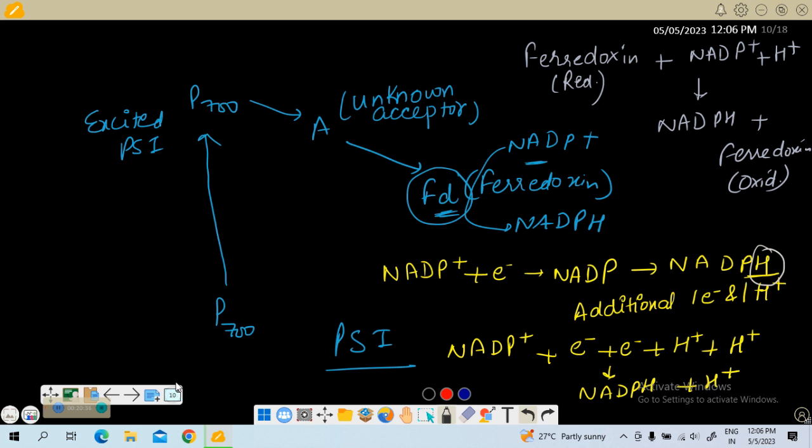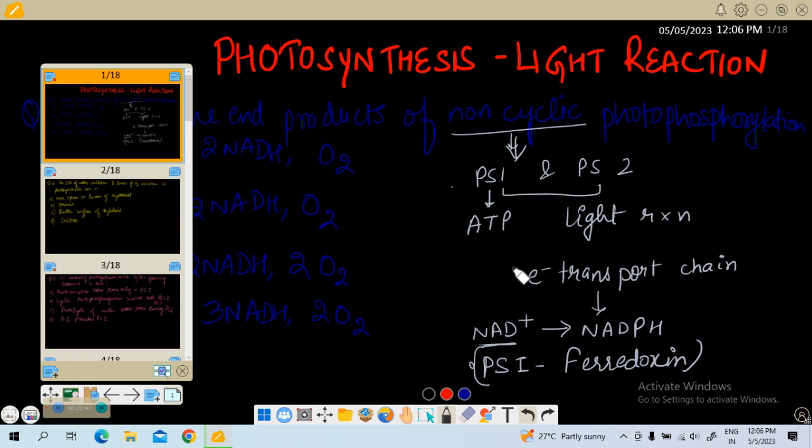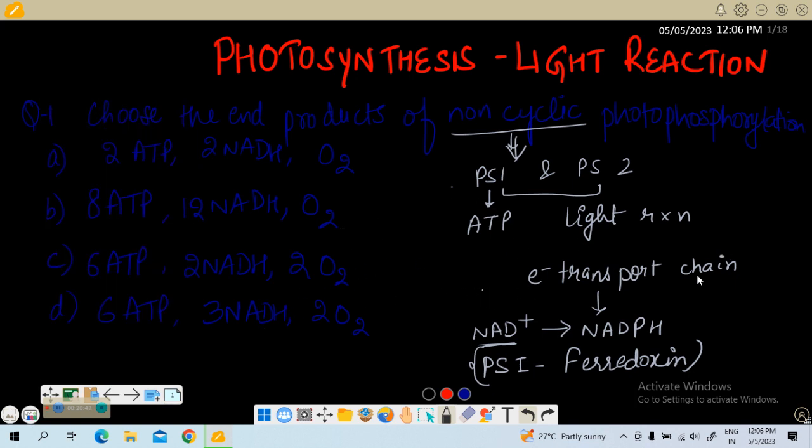Okay, so now coming to the question. Since it is occurring in series by electron transport chain, NADPH comes from here, because in non-cyclic both are connected, right? First PS2 reaction occurs, then it is followed by PS1. So the answer is 2 ATP, 2 NADPH, and oxygen. Now coming to oxygen, this is the first step of non-cyclic, that is photooxidation of water, also called photolysis of water.